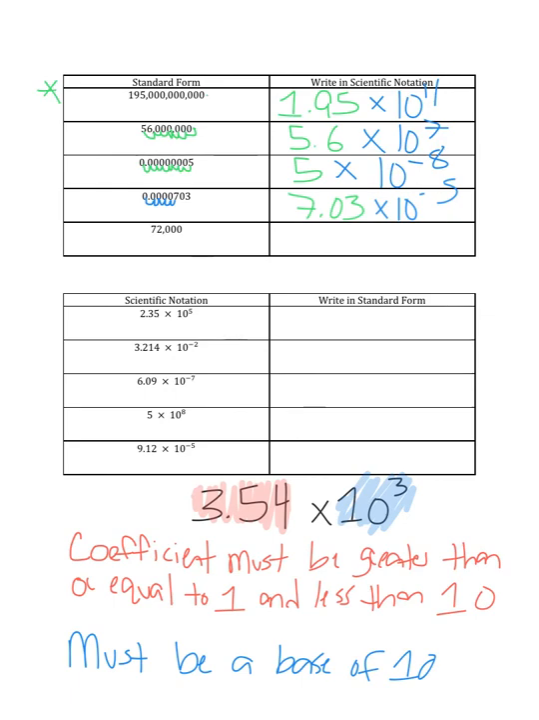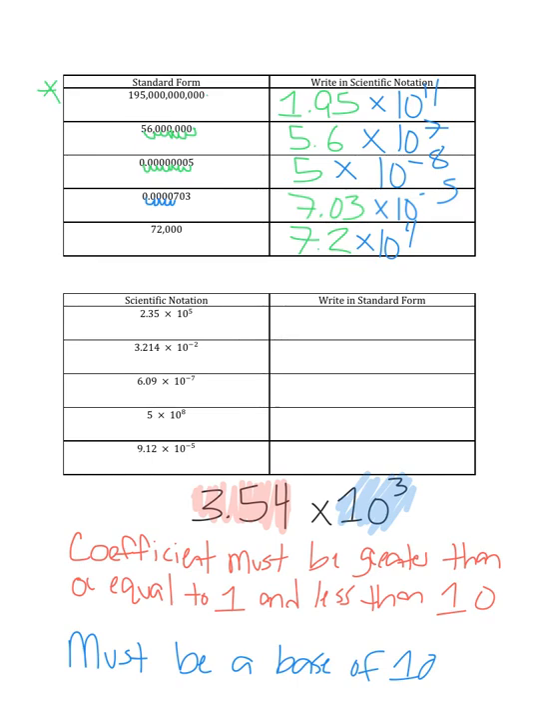And last but not least, we'll look at that last example, 72,000. If you want to take a second and give this one a shot on your own, pause the video, or look over your previous work and see if you could find that mistake. So we should end up with 7.2 times 10 to the 4th.